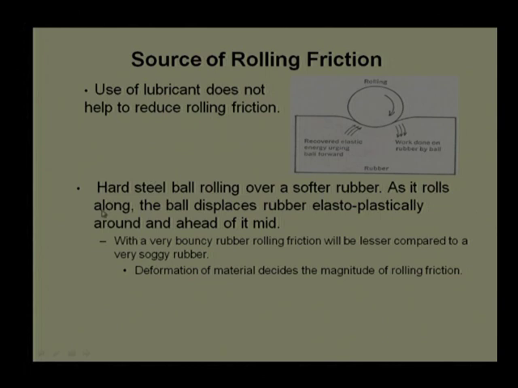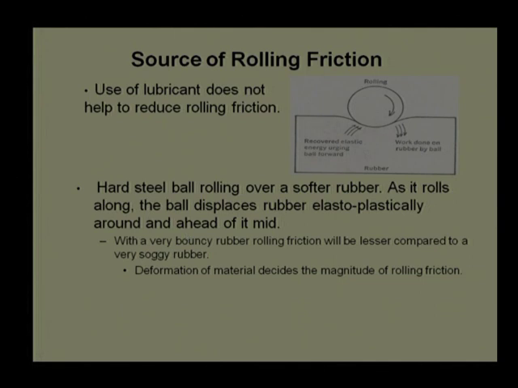So, this is what we will mention here: hard steel rolling over soft rubber, and as it rolls along, the ball deforms the rubber elastoplastically. If I assume only elastic deformation, then it will regain its perfect shape. However, if we assume elastoplastic, then there will be permanent deformation on the rubber material. For simplicity, we generally assume the applied load is much lower than what can cause plastic deformation. Now, it depends on the behavior of the material, whether it is a bouncy rubber.